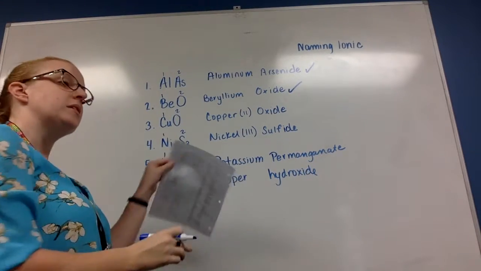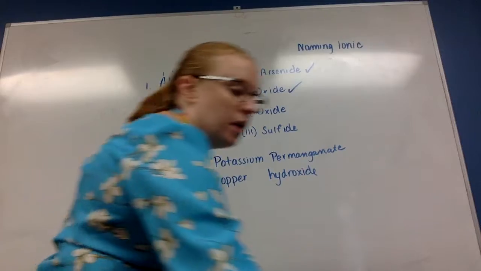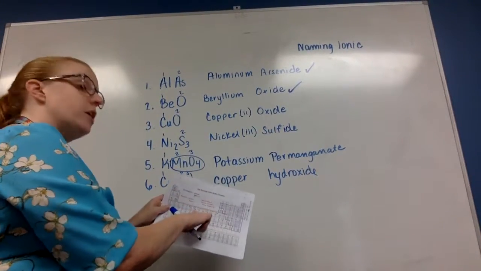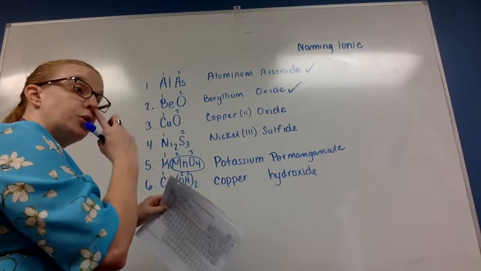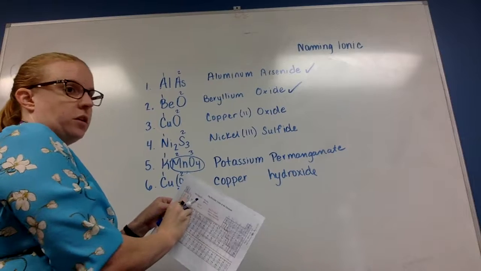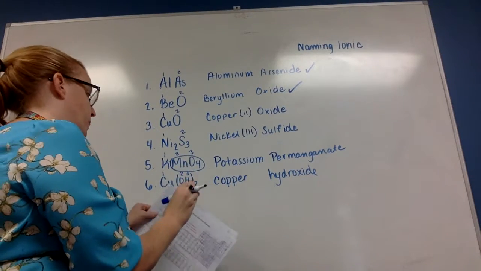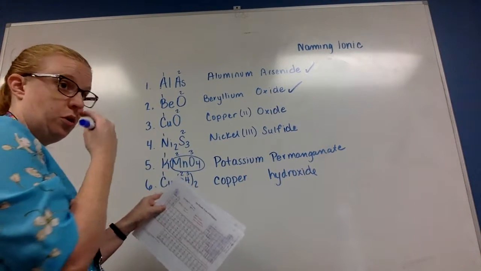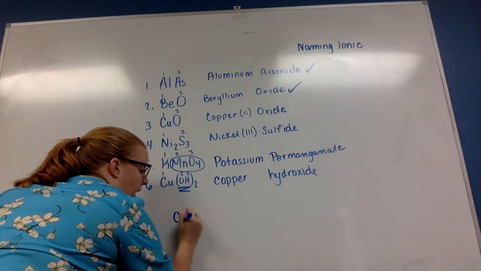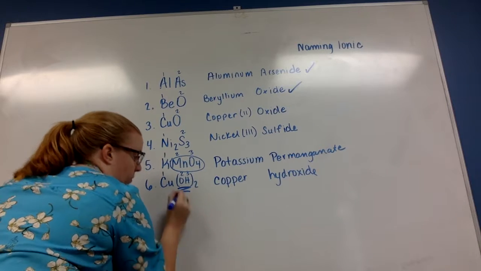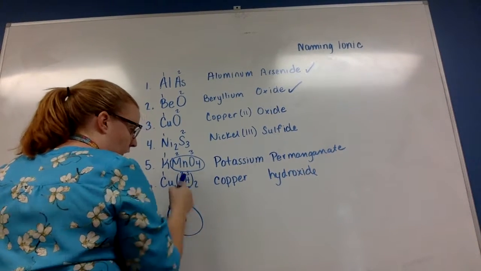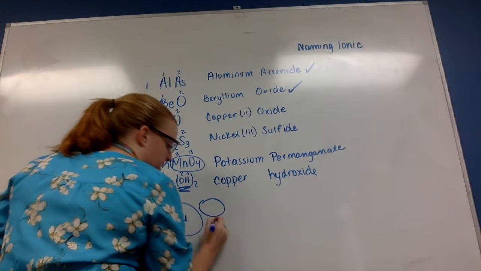Potassium is not a multivalent metal, so I don't need Roman numerals. Copper is a multivalent metal. I do need Roman numerals. You see how I'm going and checking if the metal is multivalent? Now, copper can be 1 or 2. To determine what charge copper is, you say, I have 1 copper, because there's an understood 1 right there, and I don't know the charge. I have 2 hydroxides.